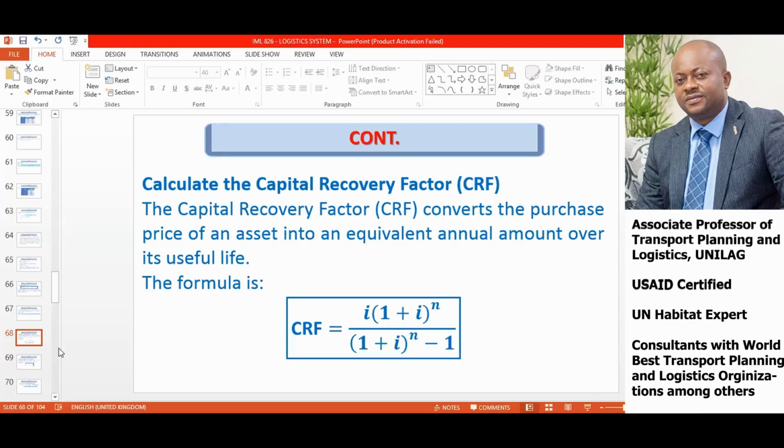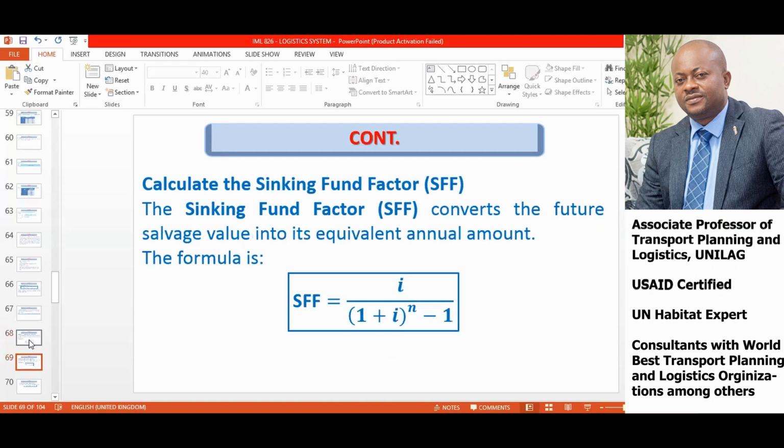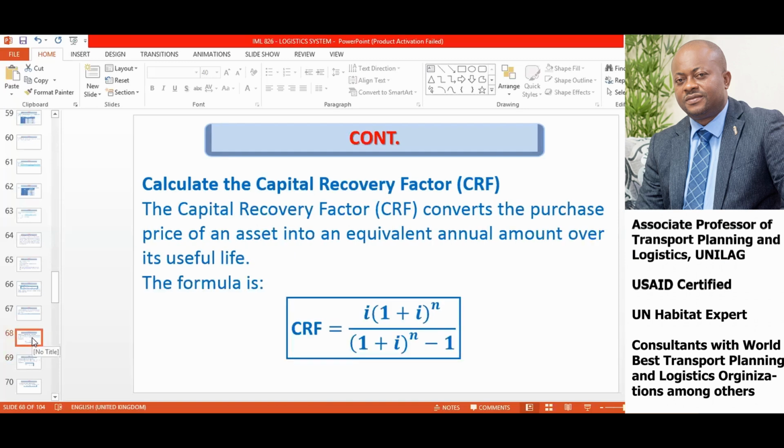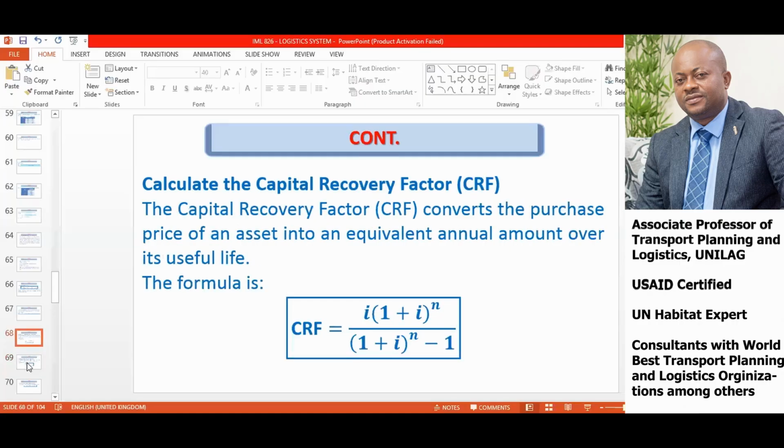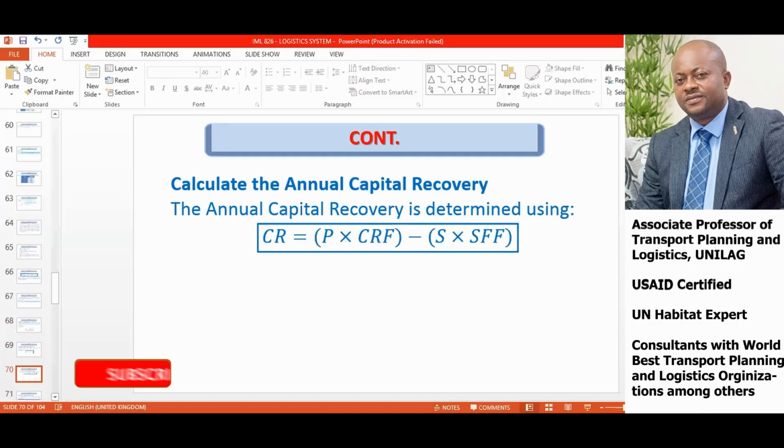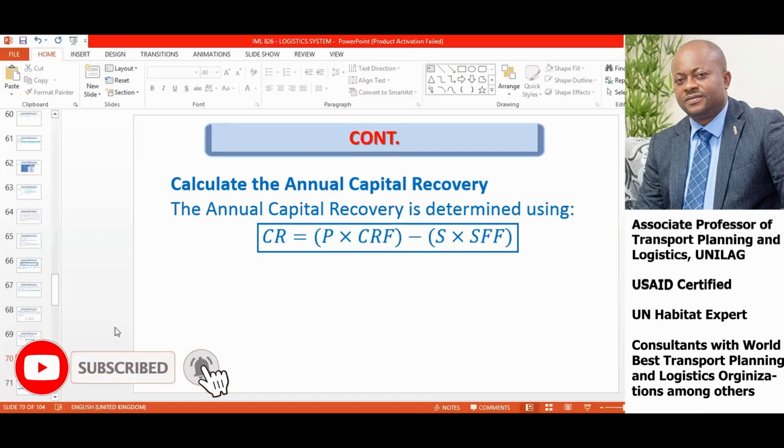Yes, CRF. Write this one also. We will need this output; the result of this will be needed in the next formula. Write the second one, so that when we apply it, you can follow. The second one is the sinking fund factor, and it will need the CRF, the capital recovery factor. Quickly copy this first, before we get to the equivalence. This is the one we use finally.